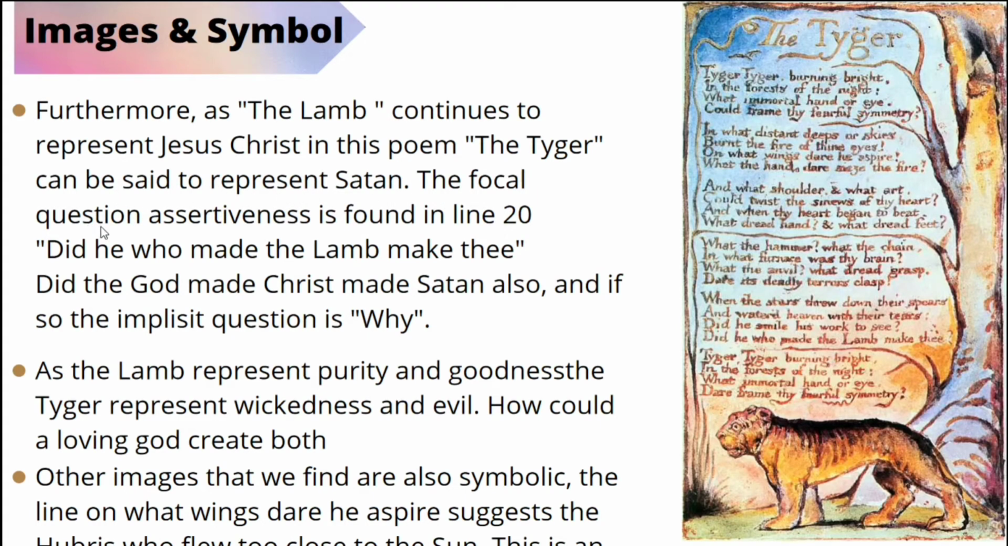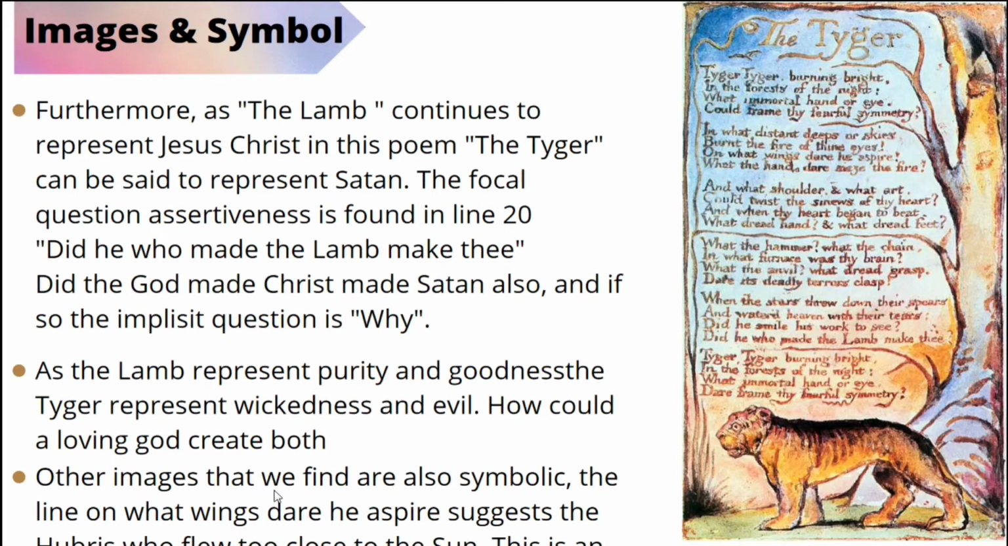The focal question, assertiveness, is found in line 20. Did he who made the lamb make thee? Did the God who made Christ make Satan also? And if so, the implicit question is why? As the lamb represents purity and goodness, the tiger represents wickedness and evil. How could a loving God create both?